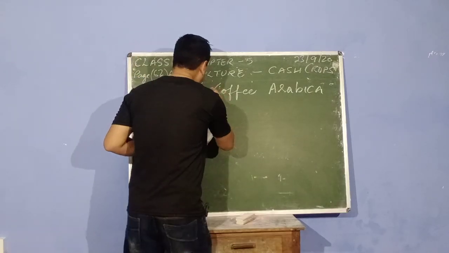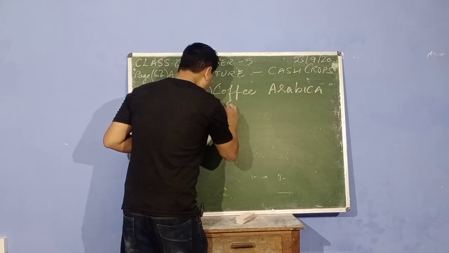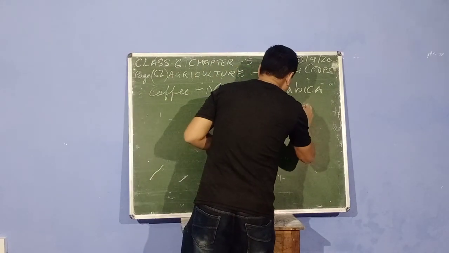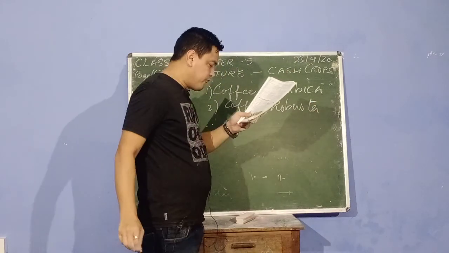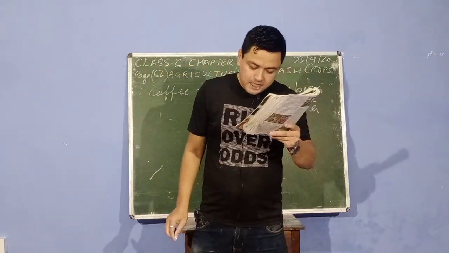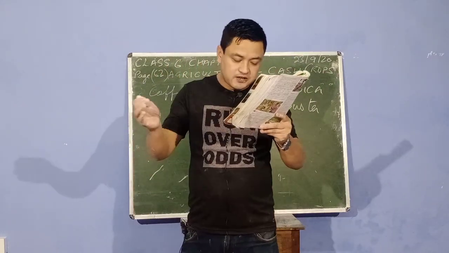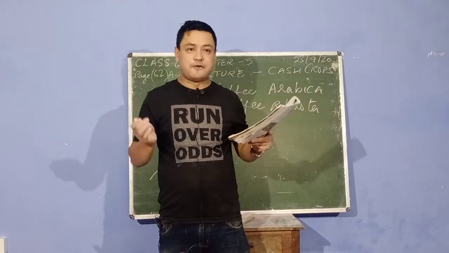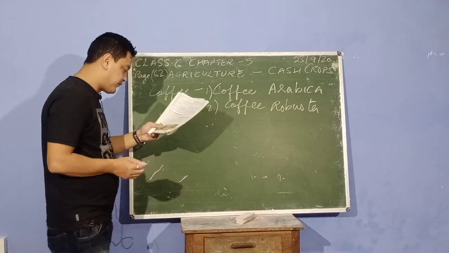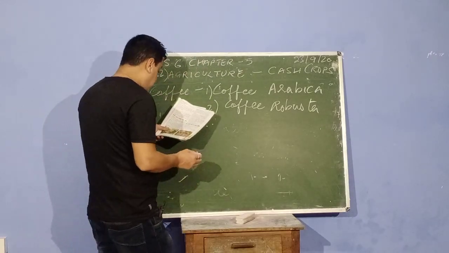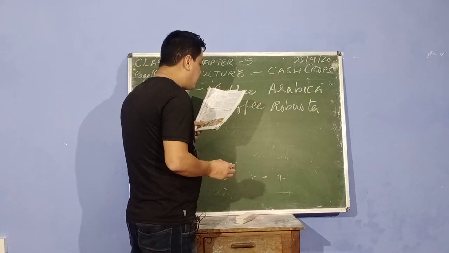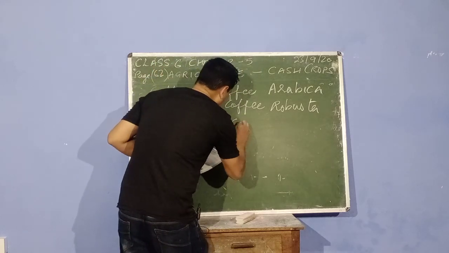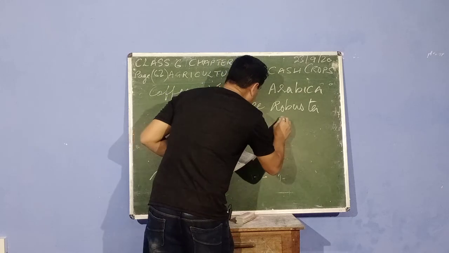Now, the second coffee that we are going to study is coffee Robusta. Coffee Robusta is a species that originates in Central and Western Africa, so it is grown in Africa. Then, a small amount of coffee Liberica is also grown. The third type of coffee that you find is coffee Liberica.